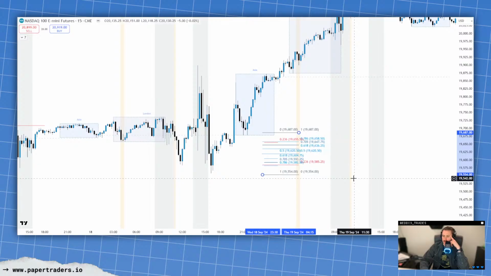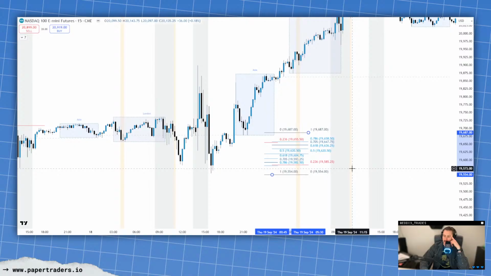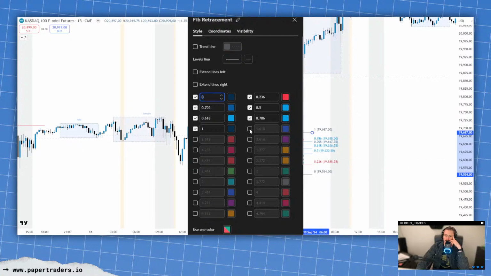So 786, so there's the 0 on 0. So 236. And the golden pocket is the 52. No, it's the 382 through 618 that is your golden pocket. Which ones were you saying would line up exactly the same? The golden pocket lines up the same. Where your 618 is should be the 382. So the 236 and 786 will be off.